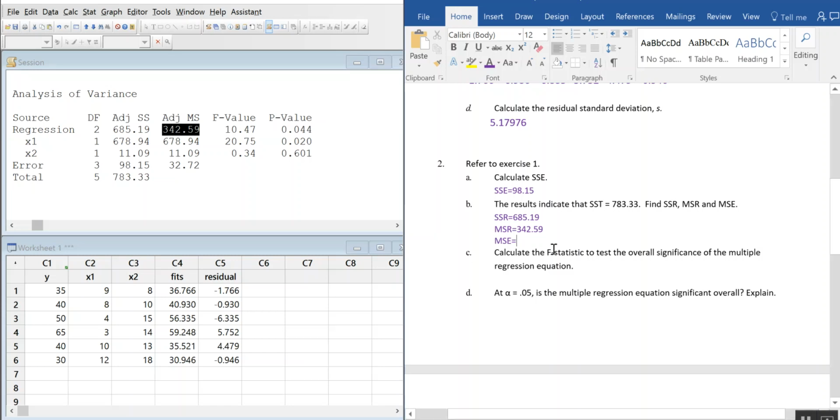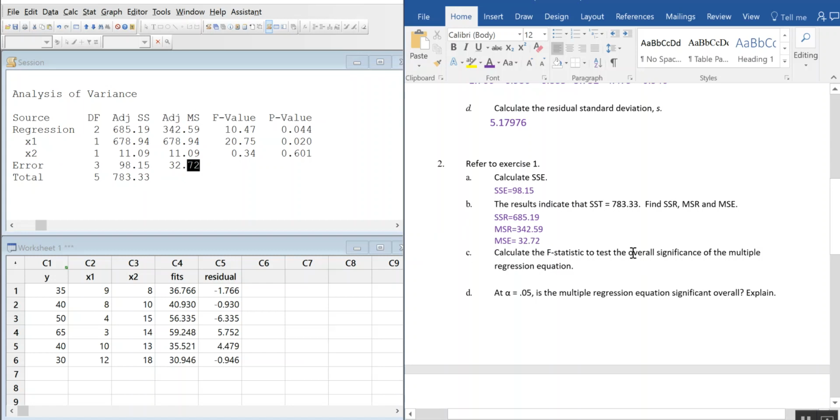The mean squared error is calculated by taking the SSE, or sum of squares error, and dividing by its degrees of freedom, which is just your number of data minus 2. So that's how you do that by hand. You take that 98.15 and divide by n minus 2. How much data do I have here? I have 6, so you divide by 4. If you do that, it comes out with the adjusted mean square for error, which is right here, 32.72. So there's nothing really new going on. It's just a matter of reading the table.